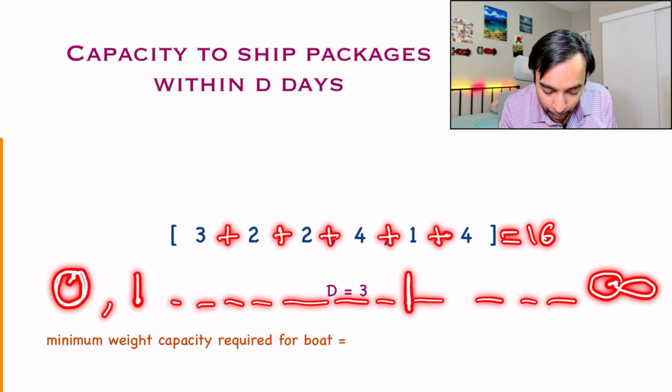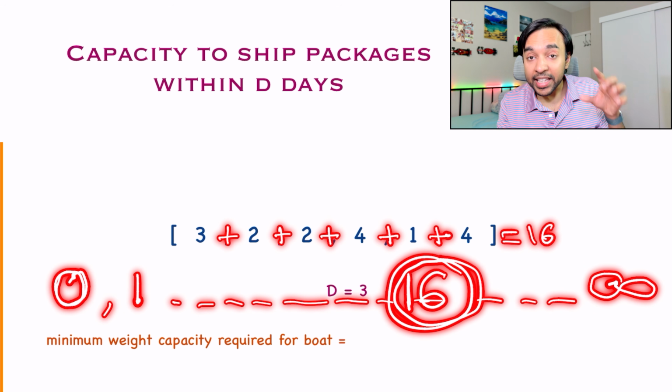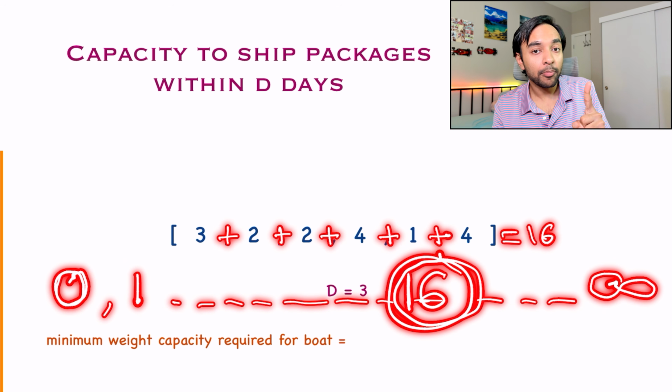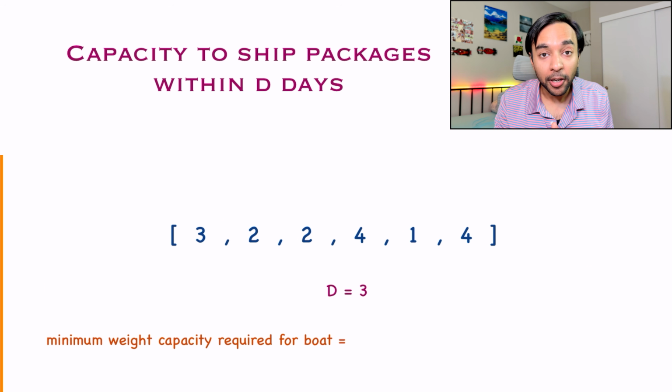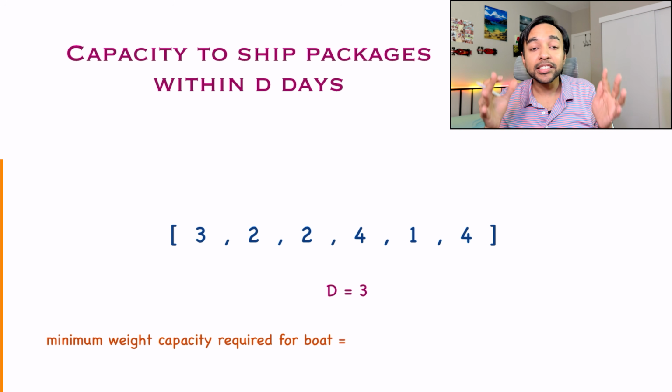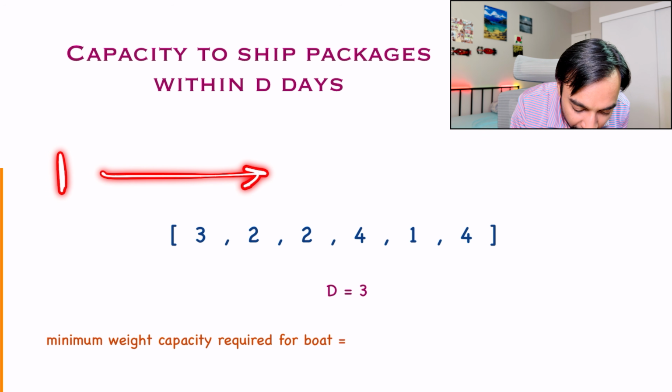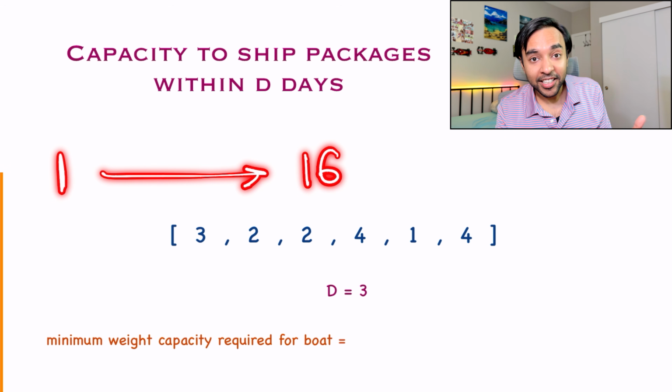So if I have a capacity of 16, then I will ship all of my packages in just one day. So what did I just do over here? I made my search space finite. I know that my answer will lie somewhere between 1 to 16. That's it. It is giving me a hint of binary search.